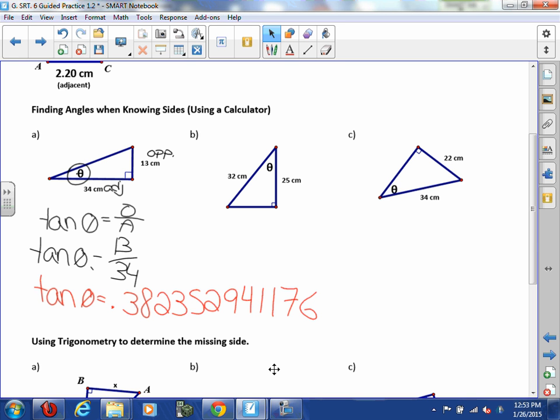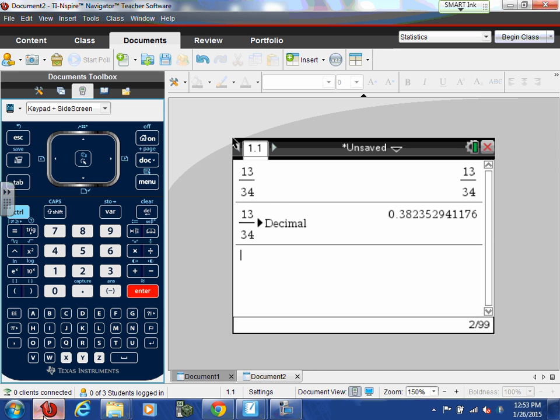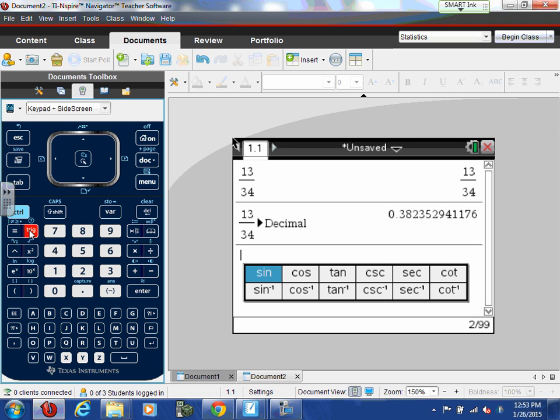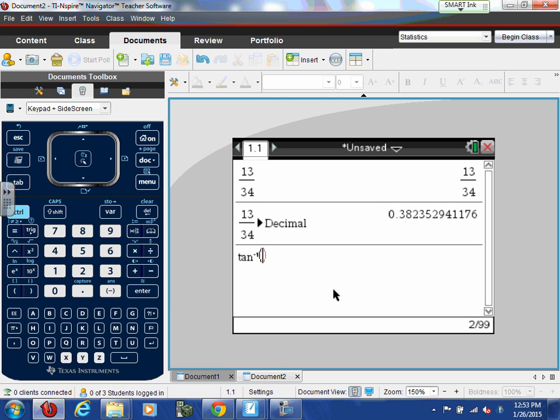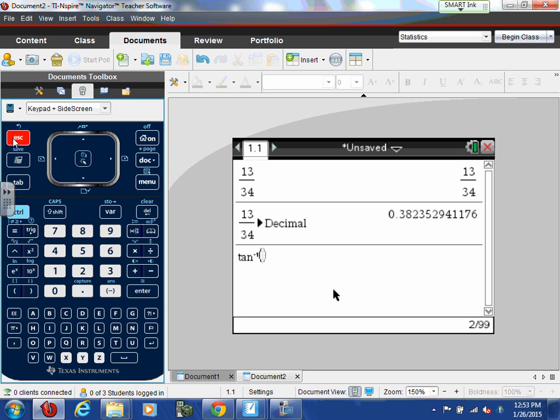Okay, so the question says find the angle. So now you're going to have to use your calculator and you're going to hit second tan, or Melissa had a tan -1. So what I do is I come up to trig and inverse tan. So did you see where I went? I'm just going to show you because if I do it, I won't be able to do my answer. I hit trig, and then I went over to tan -1.